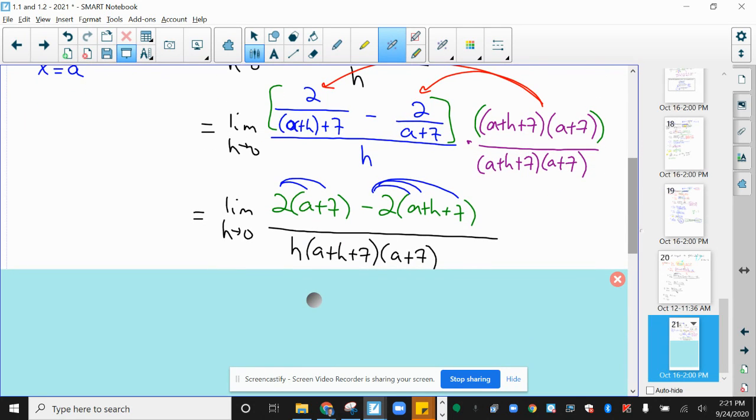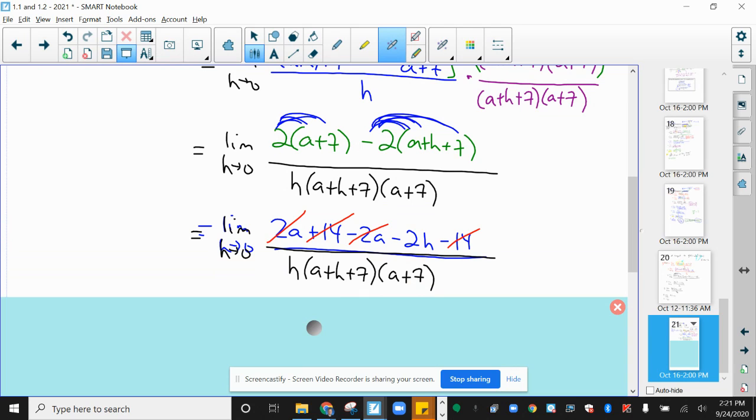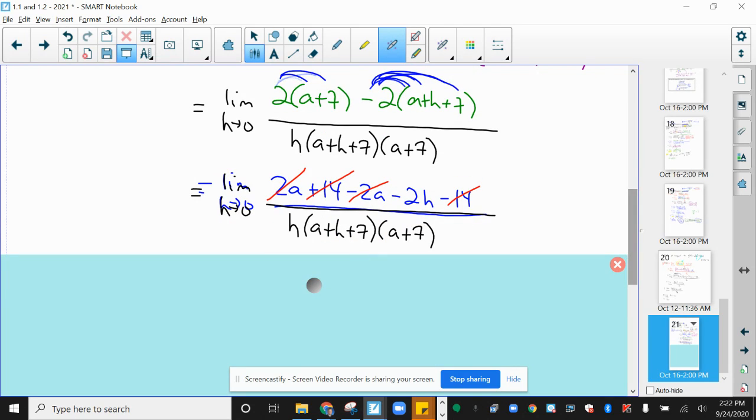Now we are going to resist the urge to cancel. It's very, very tempting right now to say, oh, those cancel, I'm done. Nothing cancels right now because of the subtraction that's happening in between. So don't cancel anything, even though it's tempting. The only thing we can do is expand this 2 inside, expand this -2 inside, and just clean it all up. So it cleans itself up there. We see a lot of things going away now. I see 2a minus 2a. I see 14 minus 14. So the only thing left on top is a -2h.